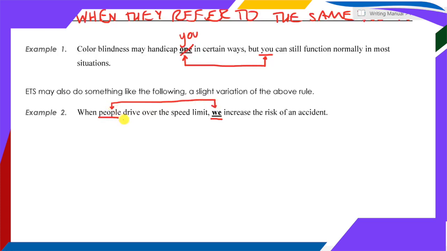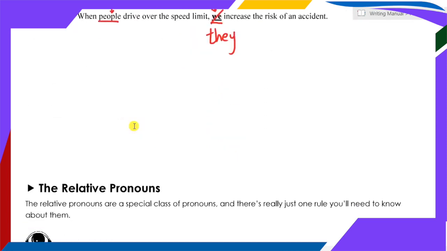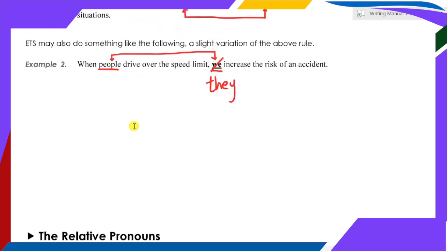We don't want to say when people drive over the speed limit, we increase the risk. We want to say when people drive over the speed limit, they increase the risk of an accident. So we're going to use the pronoun they to refer to the people rather than we to refer to us, because it is not we who are increasing the risk of an accident.